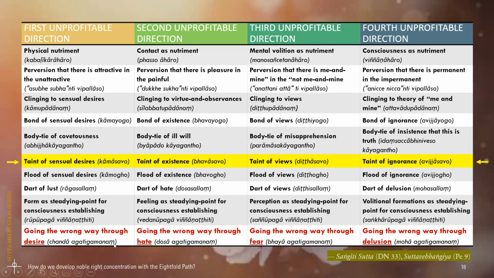So we go the wrong way through desire, the wrong way through hate, the wrong way through fear, and the wrong way through delusion. This is what binds us to samsara. This is what it means when we simply have the mundane right view. We're still bound because we haven't seen through these things. This is why we meditate on the four nutriments to understand it better and to correct our view.